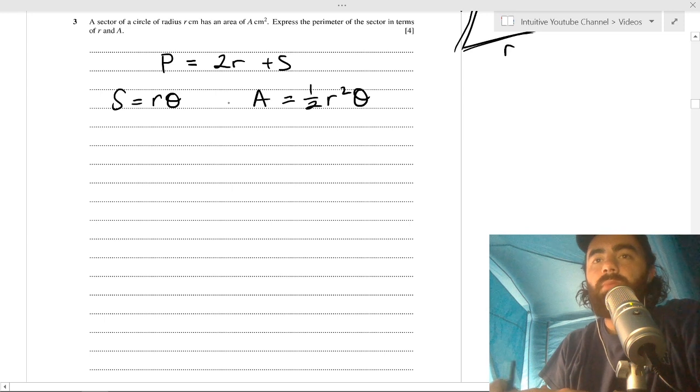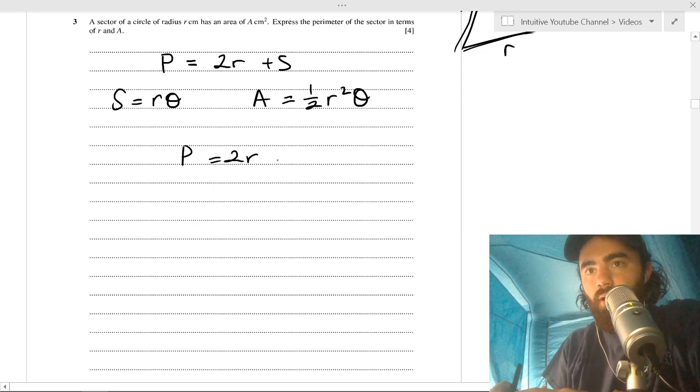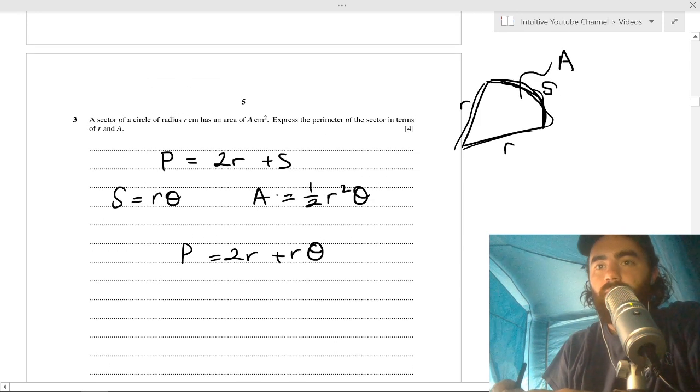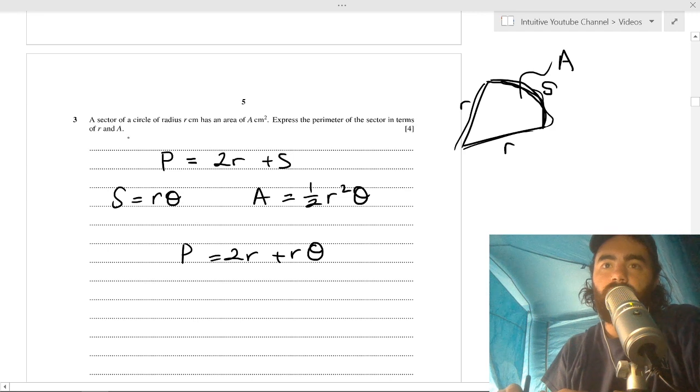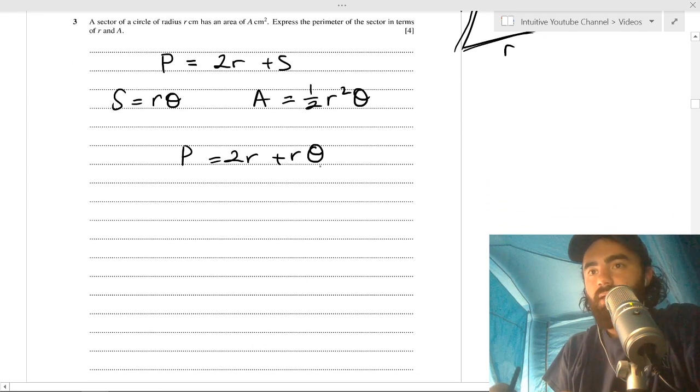So let's now write our perimeter equals 2r plus r theta. Well, that's closer, but it's still not completely in terms of r and a. So we need theta in terms of r and a. Well, we can use this equation here.